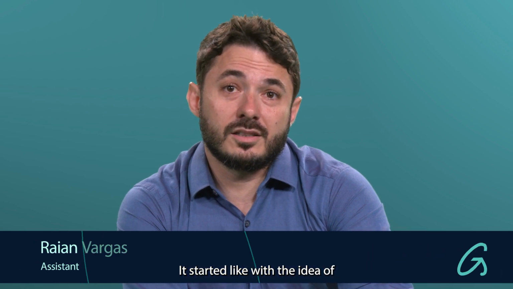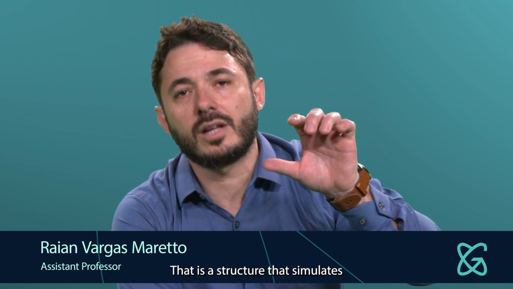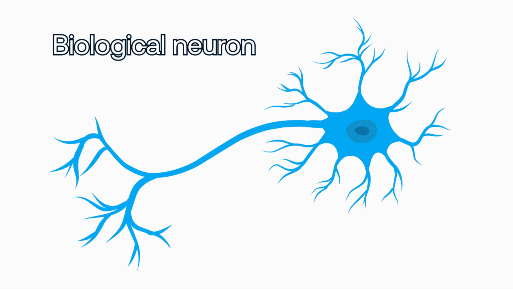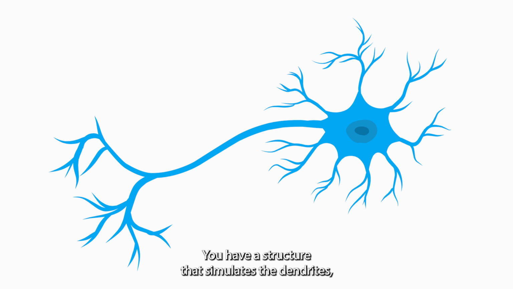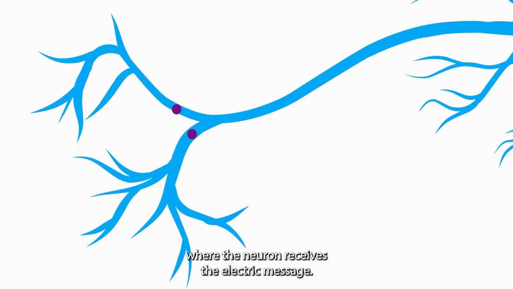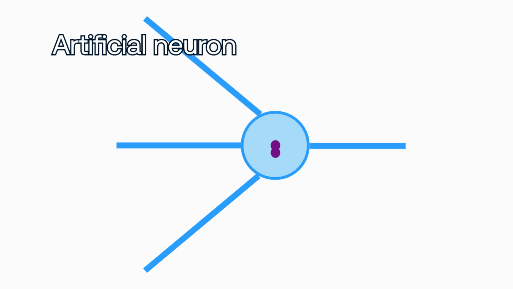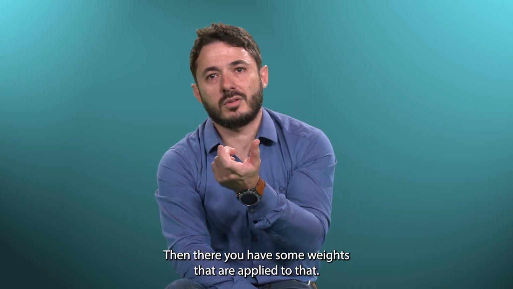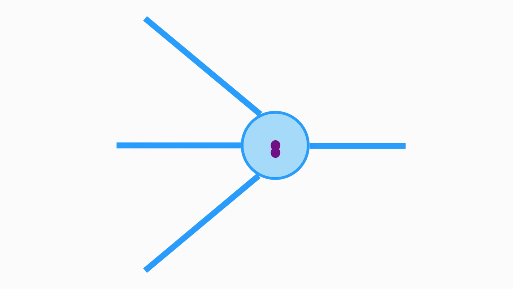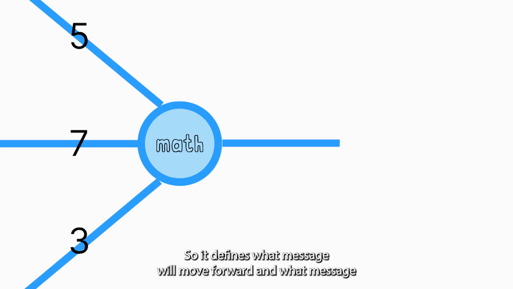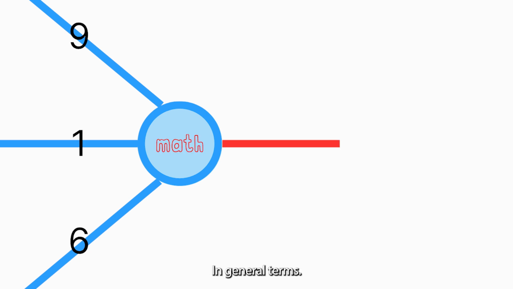It started with the idea of an artificial neuron, a structure that simulates mathematically the structure of the biological neuron. You have a structure that simulates the dendrites, where the neuron receives the electric message. Then you have some weights that are applied to that. So basically it is a mathematical message, so it defines what message will move forward and what message will not move forward in general terms.